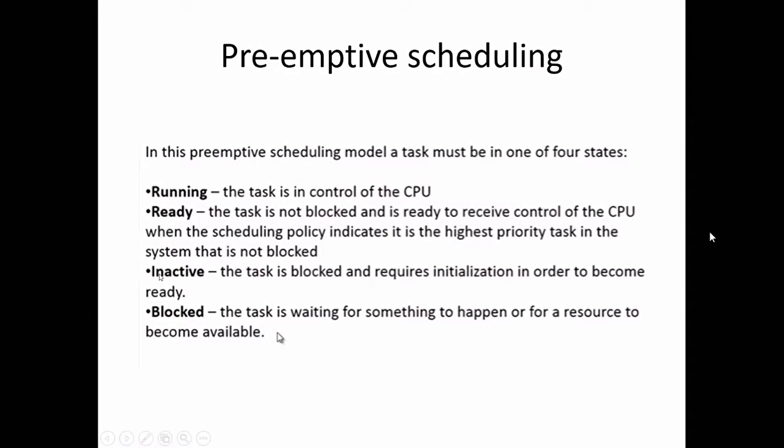But blocked, please see these two. Inactive and blocked are quite similar, confusing. In blocked, the task is waiting for something to happen or for a resource to become available. Which one is more prior, inactive or blocked? Which has more chance to happen?